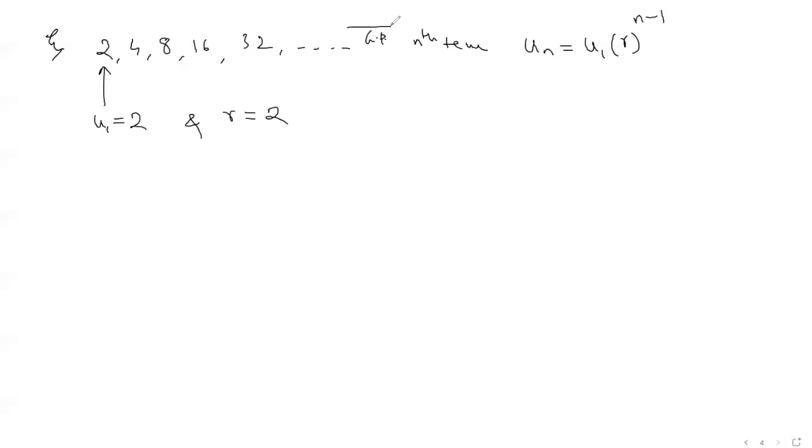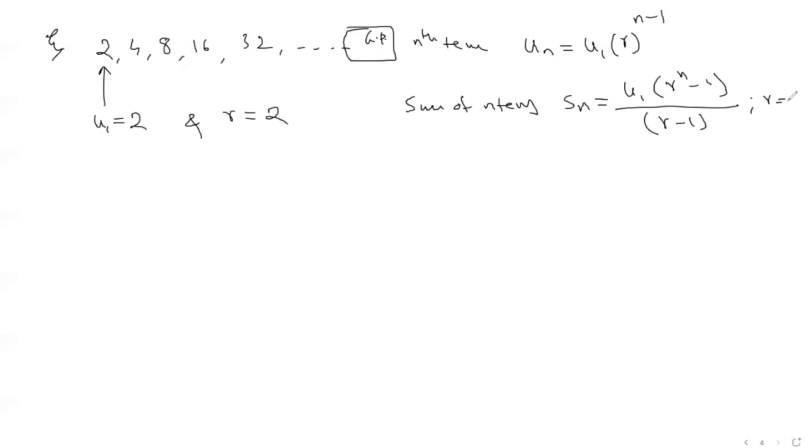This is for GP, right? And for the sum of n terms, Sn is equal to u1 times r to the power n minus 1 over r minus 1. The condition is r should not be 1, and r is 2. So we can use this formula very well, no problem.